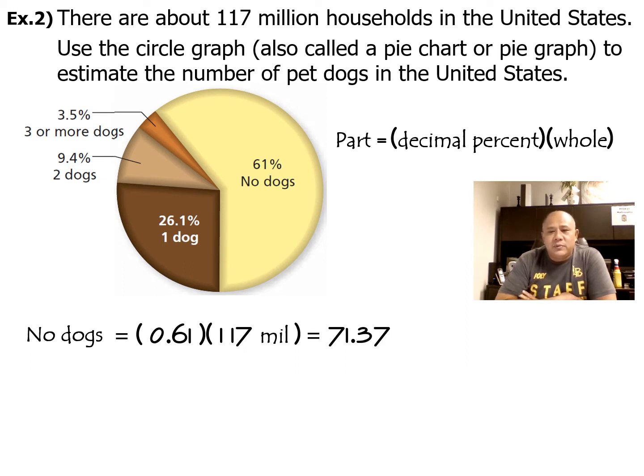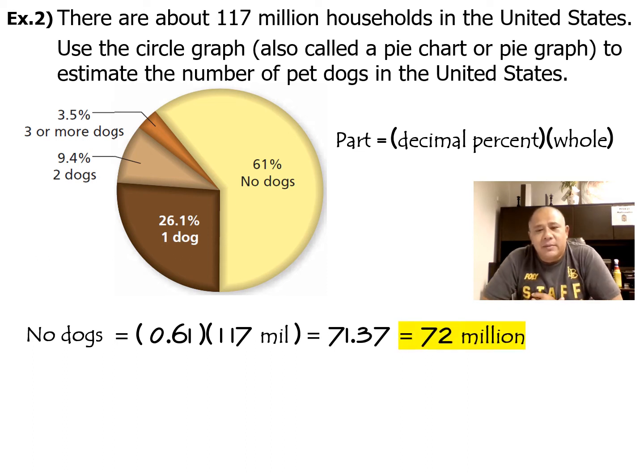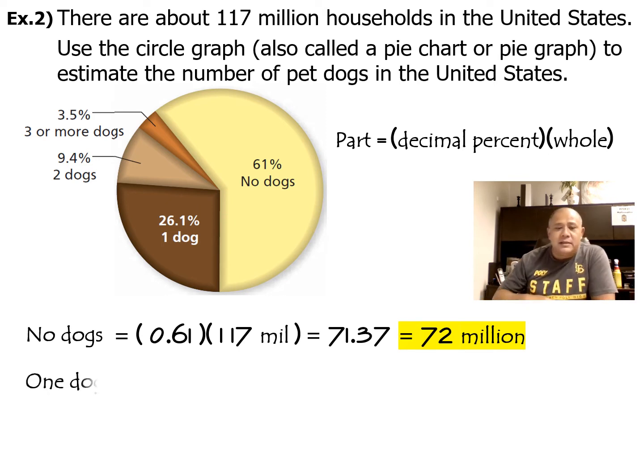Obviously, we're gonna round off. Remember, we learned how to round off, so we're gonna round this off to 72 million. So that's how many households have no dogs, and I am part of that household because I don't have any dogs, so I'm part of that 72 million. Now let's take a look.